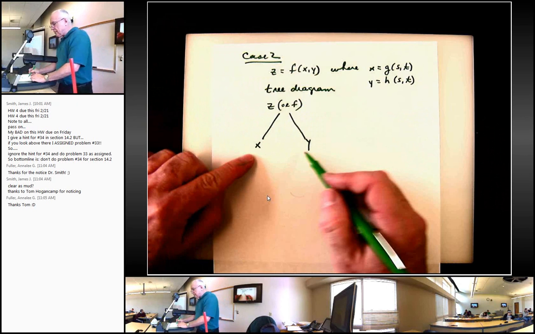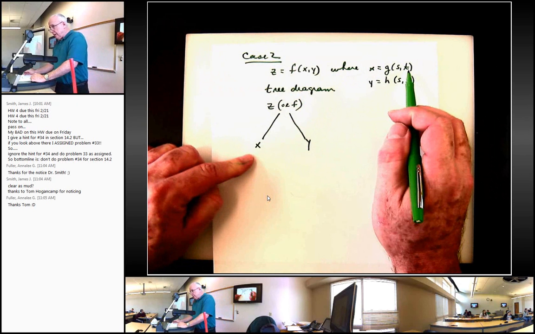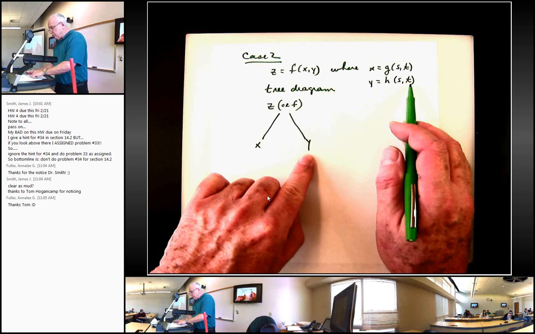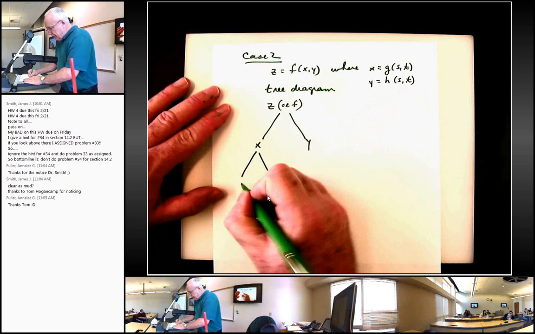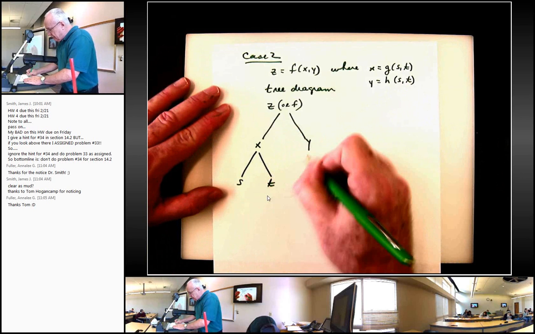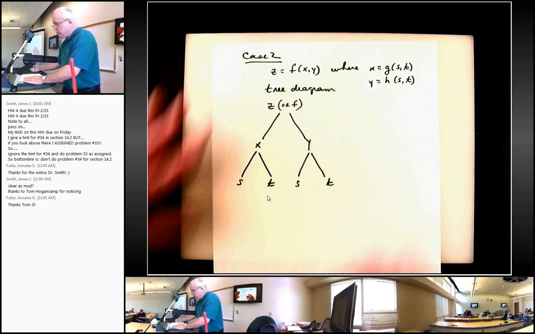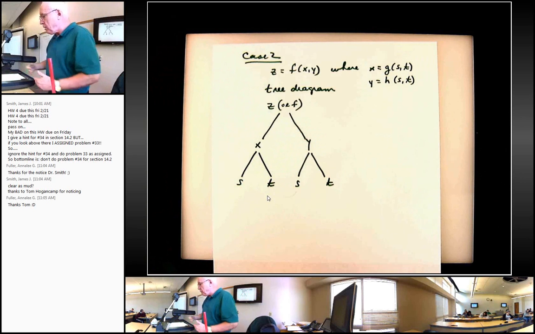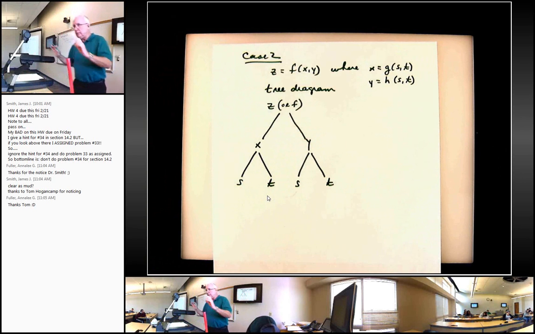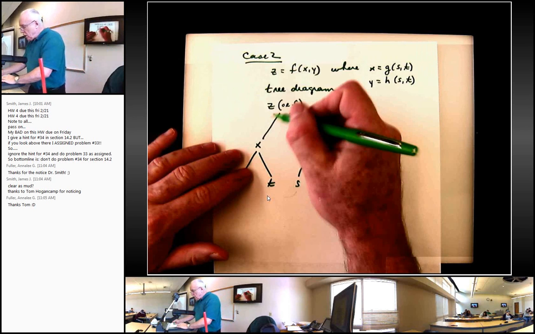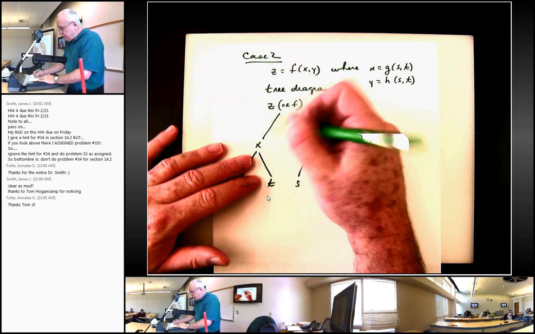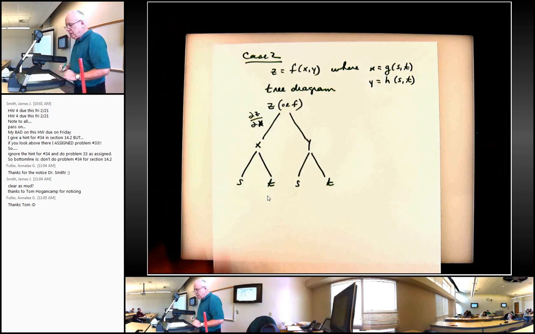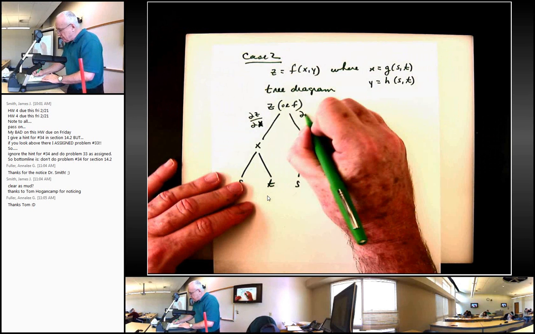Now let's look at x and y. x is a function of s and t. y is also a function of s and t. So under each of the x and y, I have an s and a t. So I have a little bit more complicated tree diagram here. Now let's figure out what these limbs represent along the tree. Here is z and here is x. So this limb is delta z, delta x. This other limb to the right is delta z, delta y.